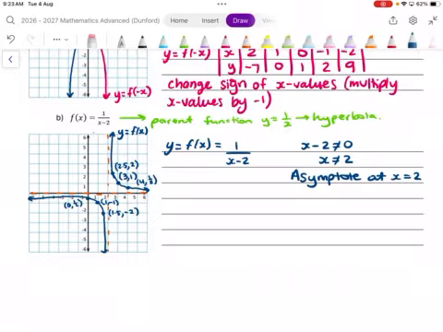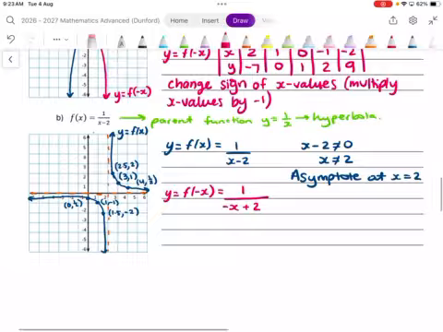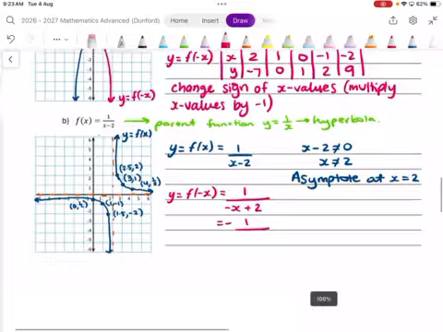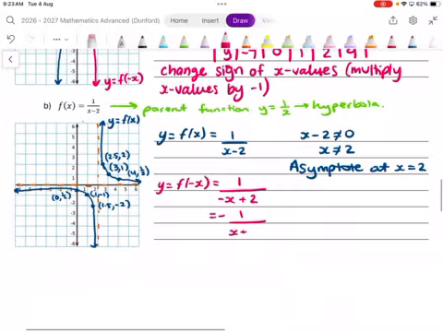Now what we want to sketch is our function y equals f of negative x. If we wanted to look at what that is algebraically, we replace our x with a negative x. So that's going to be 1 over negative x plus 2, which we can take the negative out the front, so it'll be negative 1 over x plus 2. That is what the function looks like algebraically.